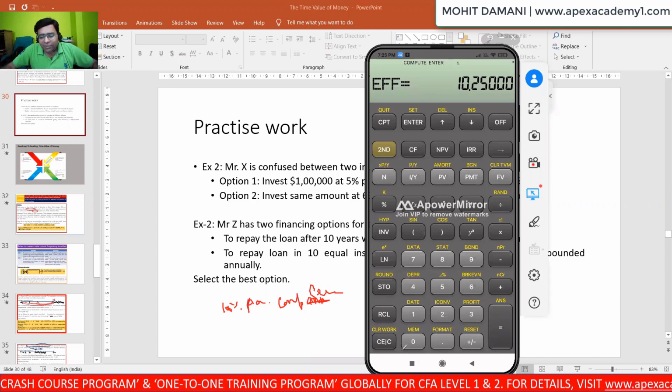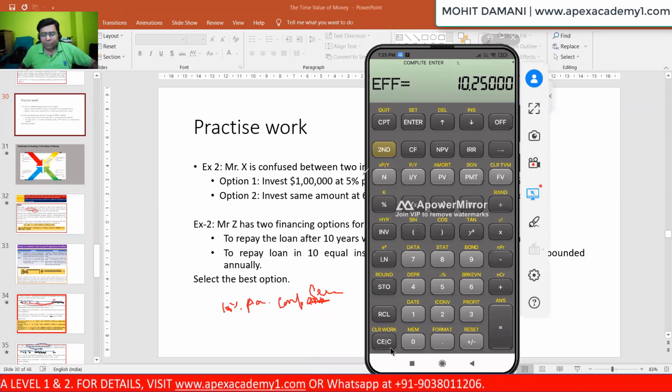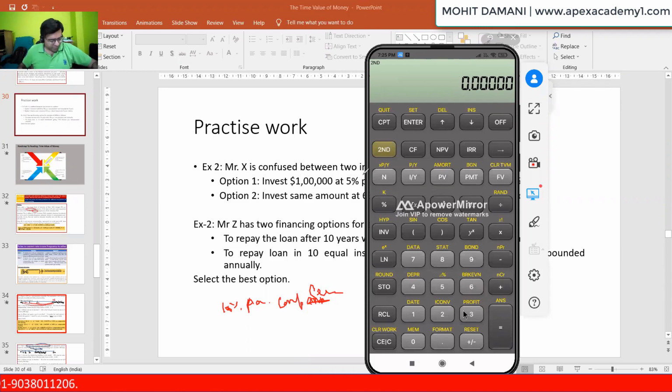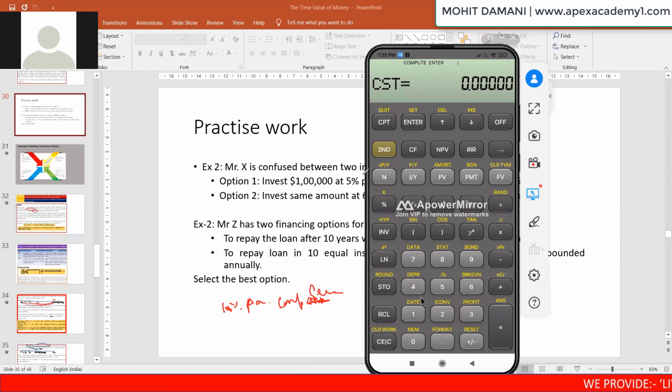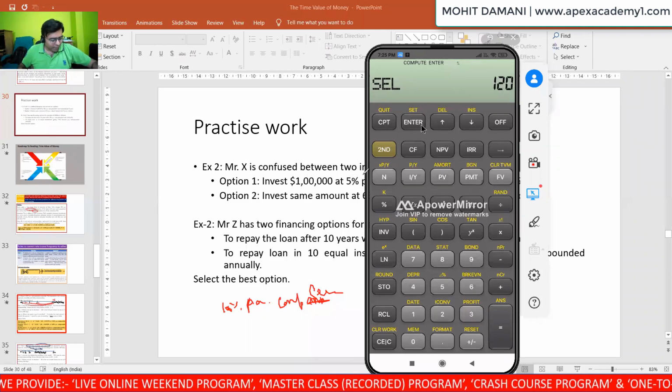Now the third function is very easy, and you can do it yourself. It is easy. One second, let me show it to you. Second and then 3, profit. So CST stands for cost, SEL stands for sales, MAR stands for margin. We all know the maths. Suppose $100 is the cost for something, enter, arrow down. Selling price is 120, so 120, enter, arrow down.